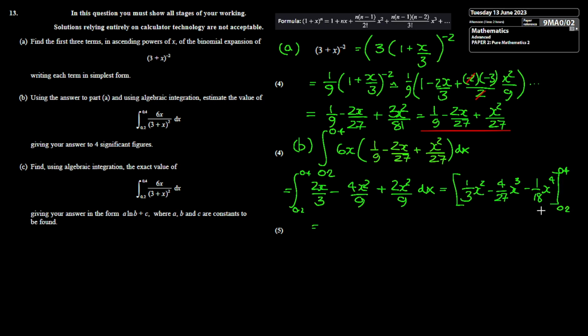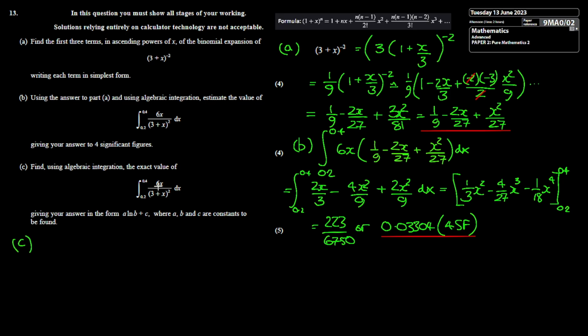The integration is relatively simple, and it turns out like this. So after a lot of calculation, you'll find that the answer is 223 over 6750, which to 4 significant figures is 0.03304. And that's your answer to part B.